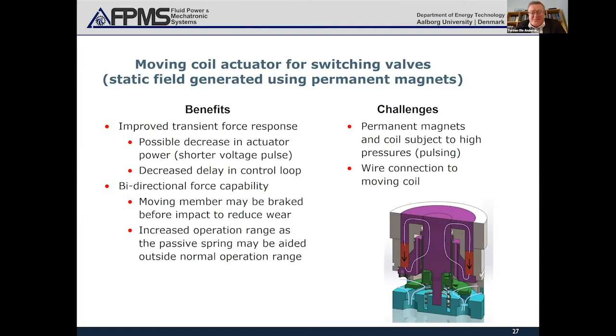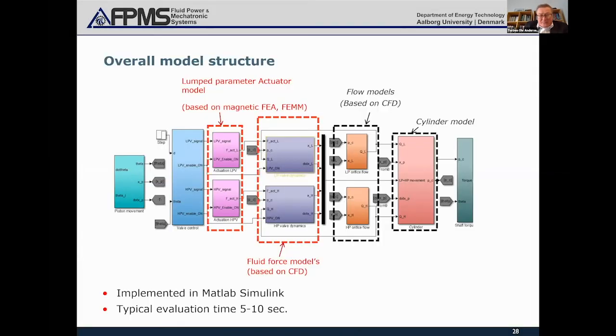We have looked at some PhD projects on a moving coil actuator, and you can see some of the benefits to the left: possible decrease in active power, and bidirectional force capability. But the challenge is the permanent magnets and coils subject to high pressures. And then the wire connection, because these switching times are very high, and if you want that to last for 20 years, it puts huge demands on the wire connection.